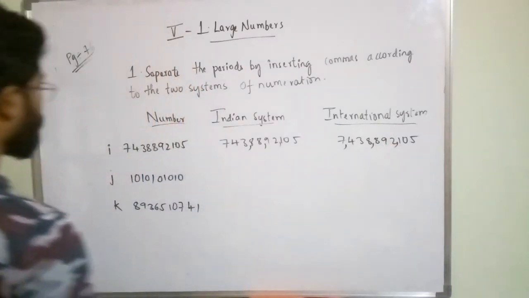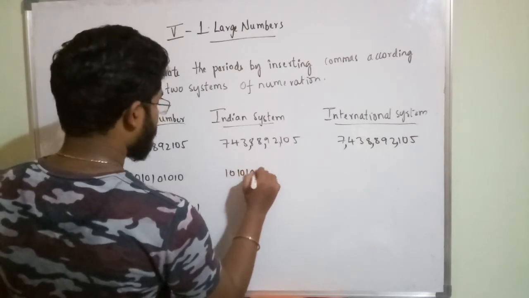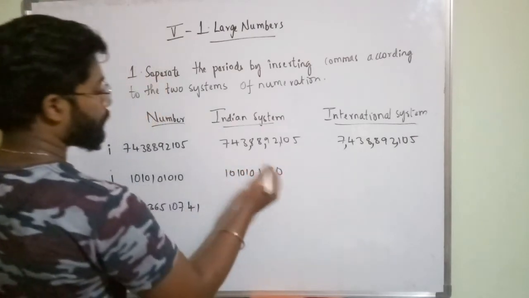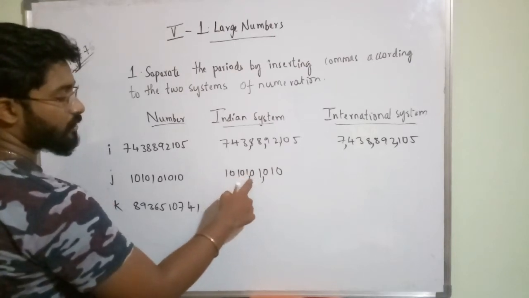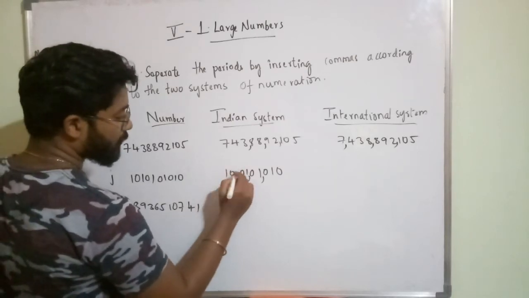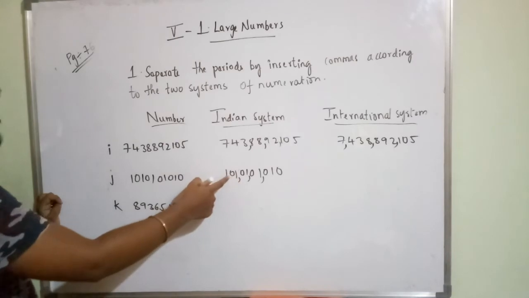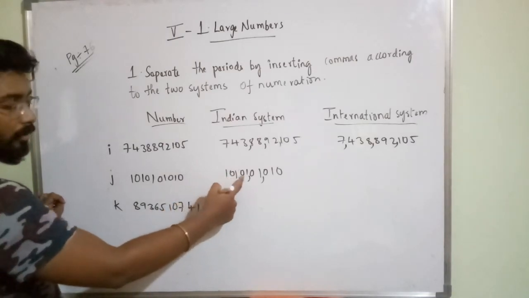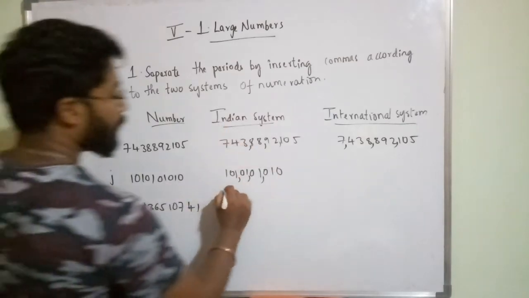7,438,892,105. Okay, so this number 10101,01010. After 3 digits, 1 comma. In thousands period there are 2 digits. No, I am putting comma after 2 digits. In lakhs also we are having 2 digits. So this one, 101 crore 1 lakh 1010 is the number.